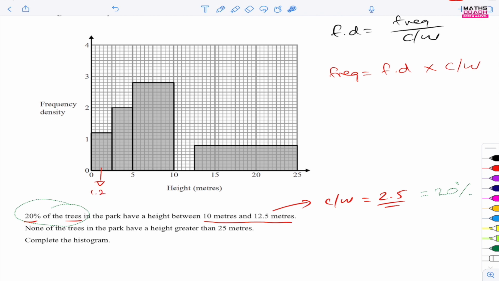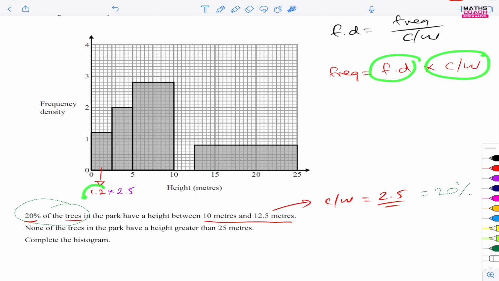And what is the class width? The class width is going from 0 to here. And what is here? You can see that it's halfway between 0 and 5. So it's 2.5. So the class width is 2.5. So it's going to be times by 2.5. So all I've done here is frequency density times by the class width. Frequency density is 1.2, which I got from here. And the class width is 2.5, which I got from here. Okay, so put that into your calculator and get me the answer. 1.2 times by 2.5. And that gives us 3. So this is equal to 3.